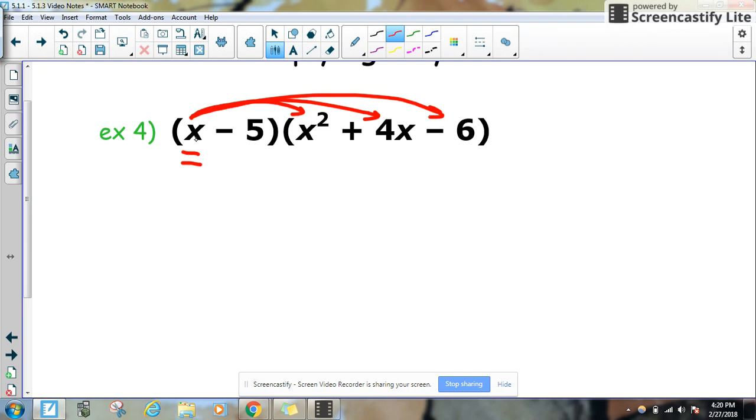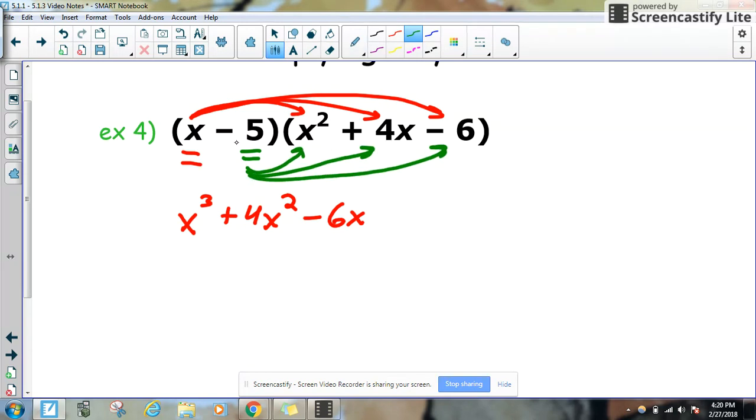So let's do it. X times x to the second makes x to the third power, because you'd have to add the exponents. X times 4x makes 4x to the second. X times negative 6 makes negative 6x. And then you have to do another set of distributions. This time we're distributing a negative 5. Don't forget, this guy is a negative 5. It's not just a 5, okay?